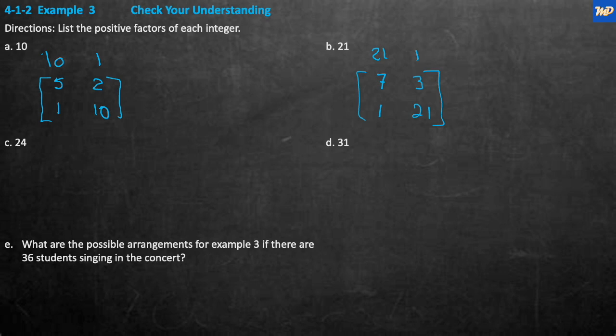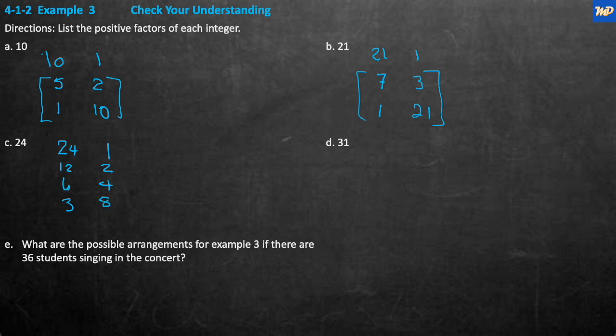How about 24? The numbers are 24 and 1. Divisible by 2? Yes. You get a 12 and a 2. Is 12 divisible by 2? Yes. You get a 6, and you get a 4. Multiply 2 times 2, you get a 4. Is 6 divisible by 2? Yes. You get a 3 here, and 4 times 2 is what? 8.